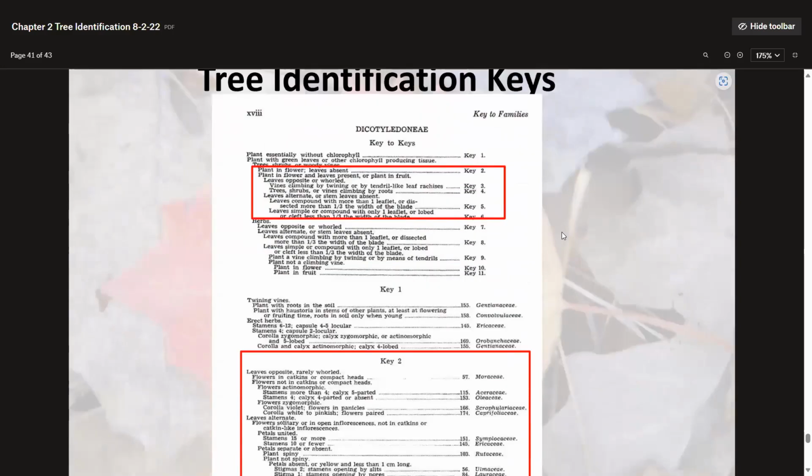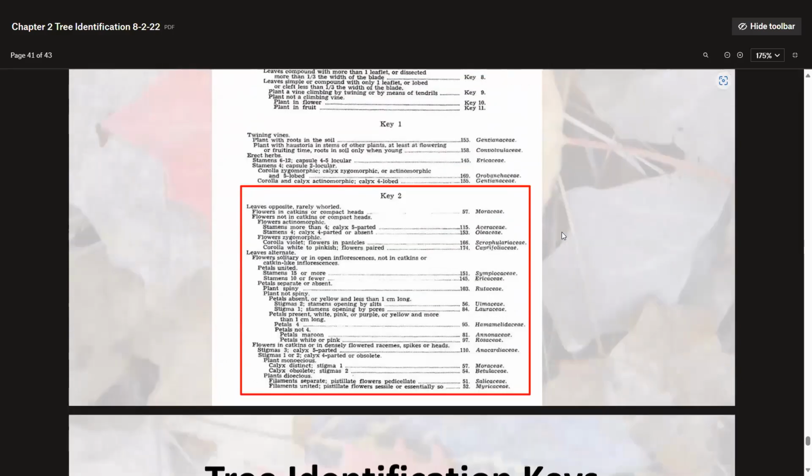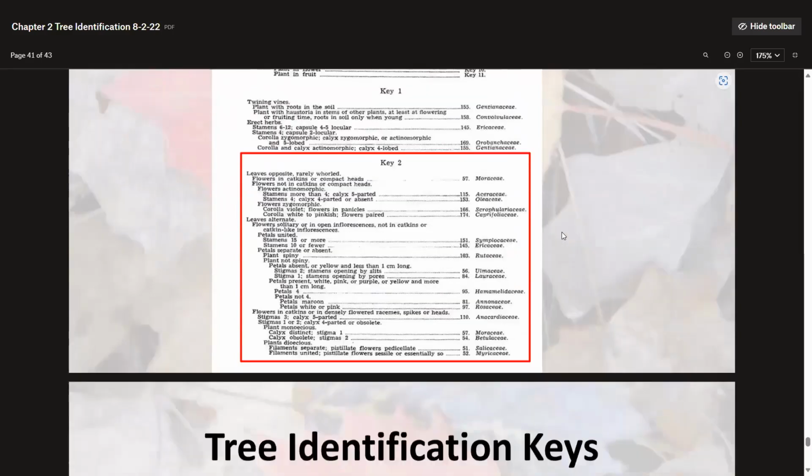Identification keys is kind of what it looks like on a page for a dicotyledon, sorry. And it tells you plant in flower, leaves absent. If they are, then go to key 2, right? So you're flipping pages and answering yes or no questions to try and figure out what tree this is. And there's a lot of these keys out there. They're kind of regional, but that's how you use them. And that's kind of what it looks like.